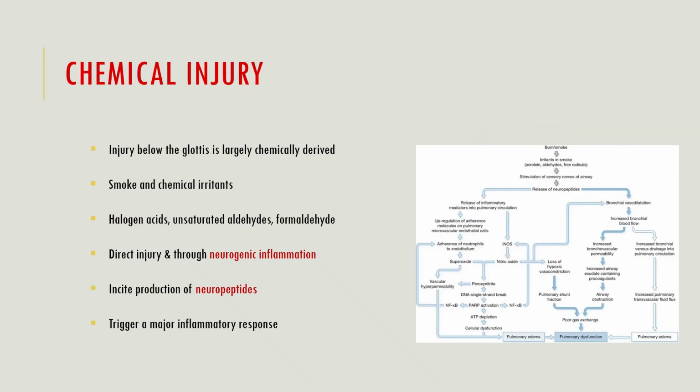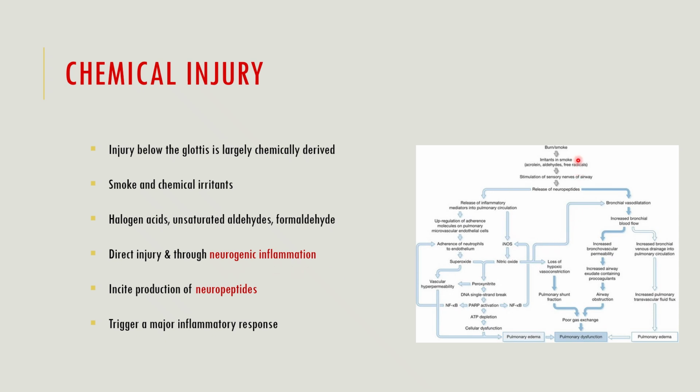The injury to the lower respiratory tract, that is injury below the glottis, is largely chemically derived, and it is because of smoke and chemical irritants present in the smoke, which include unsaturated aldehydes, formaldehyde, and halogen acids. They can cause direct injury as well as through neurogenic inflammation. What is neurogenic inflammation? It is because of production of neuropeptides.